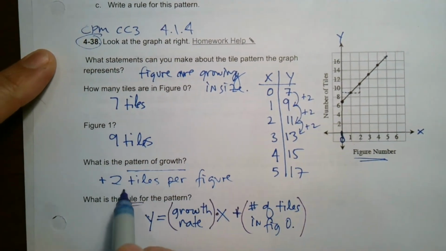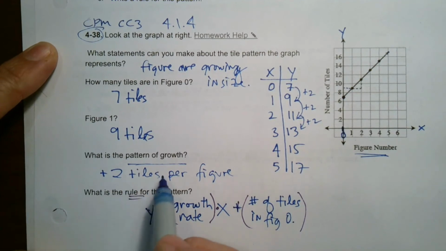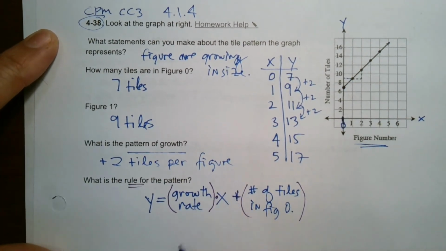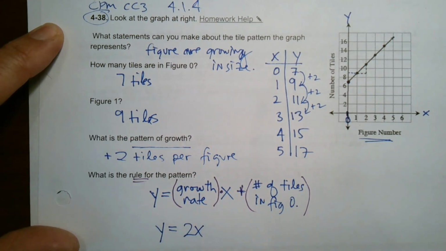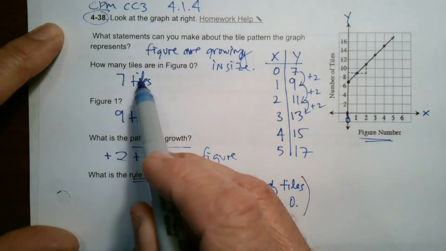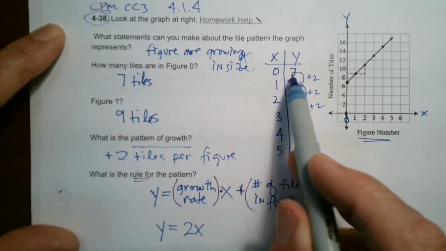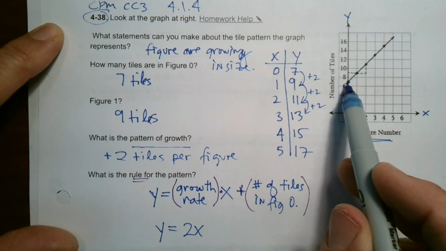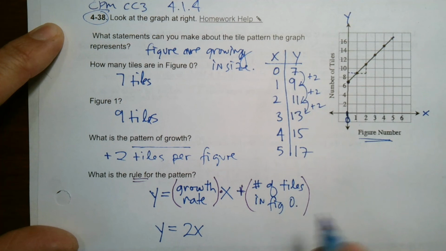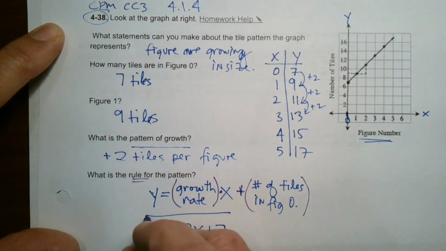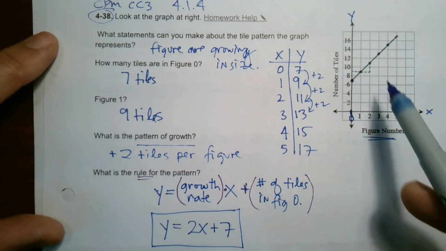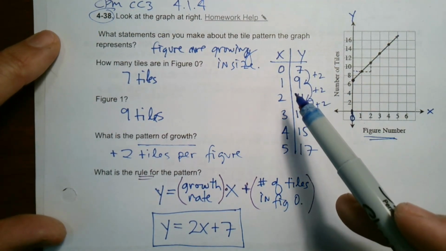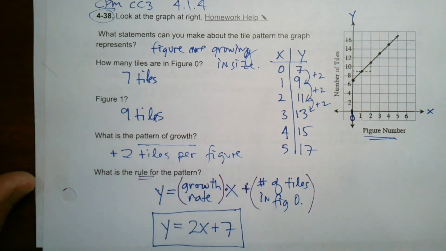So if we look, what is my growth rate? My pattern of growth is positive 2 tiles per figure. So I know Y is equal to 2 times X, so we say 2X, and then the number of tiles in figure 0. We figured that out up here or on the table or even on the graph. Again, we can look again: figure 0, that initial value, that Y-intercept, is 7. So we'd say plus 7. So that is the rule from what we have learned about the connection of the graph, the table, and the growth of the pattern. Okay, there we go.